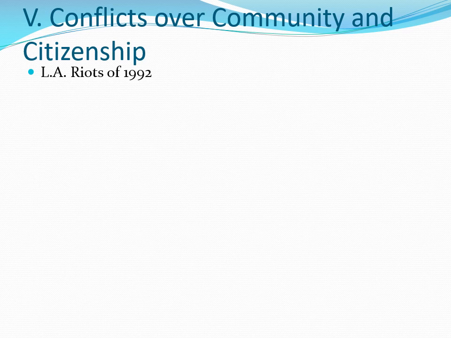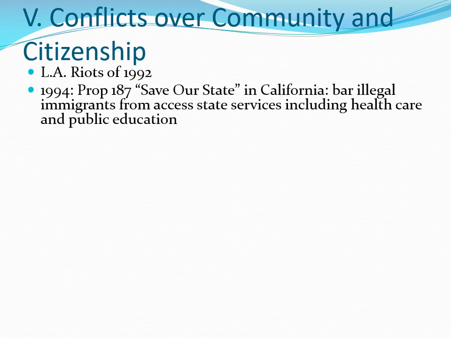and there were many clashes between African Americans and Korean-run businesses. Two years later, here in California, there was a proposition on the ballot, Prop 187, that if passed, would ban illegal immigrants from securing key social services, including public education.